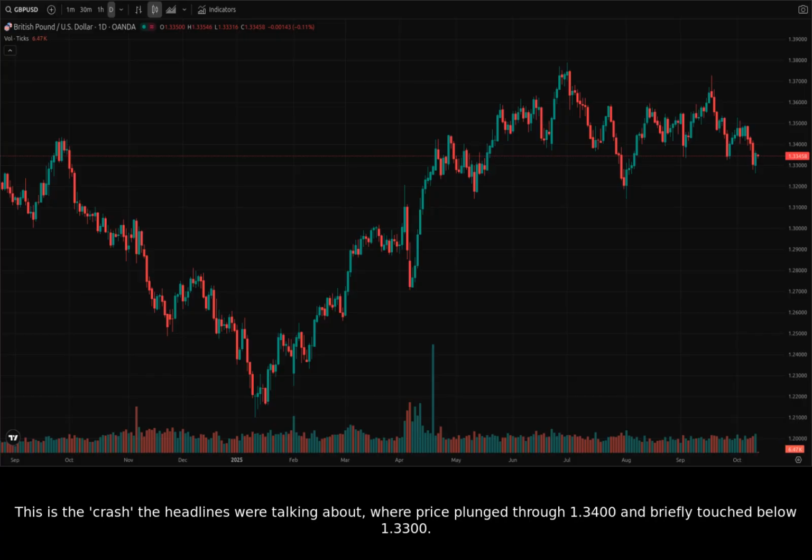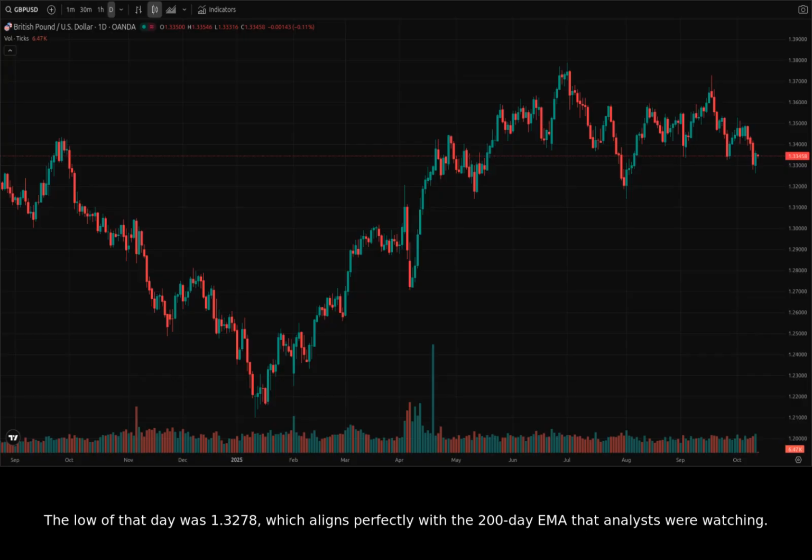This is the crash the headlines were talking about, where price plunged through 1.3400 and briefly touched below 1.3300. The low of that day was 1.3278, which aligns perfectly with the 200-day EMA that analysts were watching. Following that dramatic drop, we saw a bounce on October 10th, with a green candle closing back up near 1.3350. The critical question now is whether this is a genuine reversal or just a temporary relief rally before the next leg down.